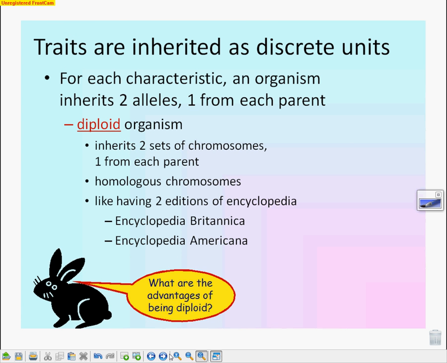So what's the advantage of some of this? Well, for each of these characteristics that we've talked about, we're assuming that we're dealing with sexually reproducing organisms, where we have a diploid situation with numbers of chromosomes. And what that means is we inherit two sets of chromosomes, one from each parent. It's kind of like having two editions of an encyclopedia lying around your house.